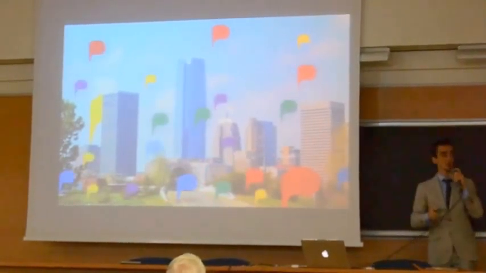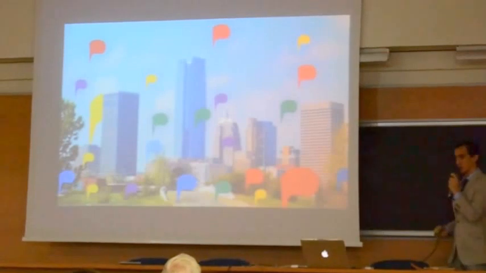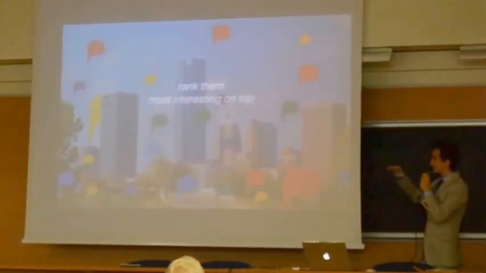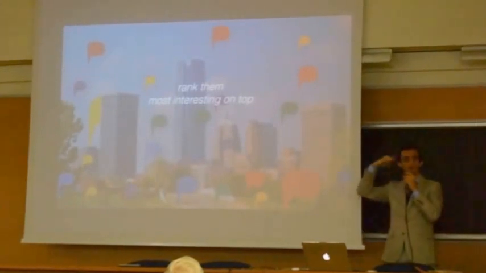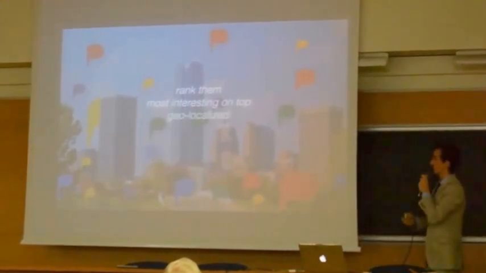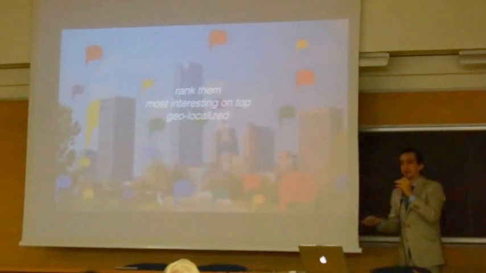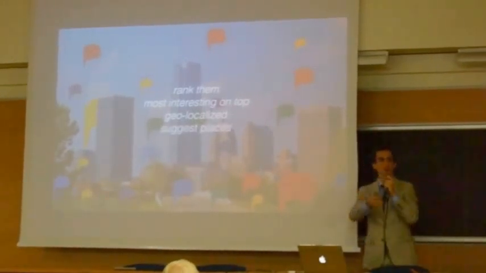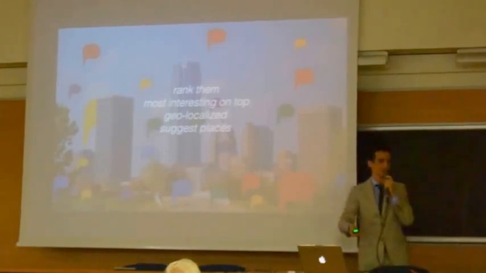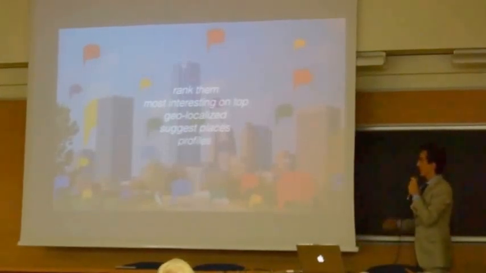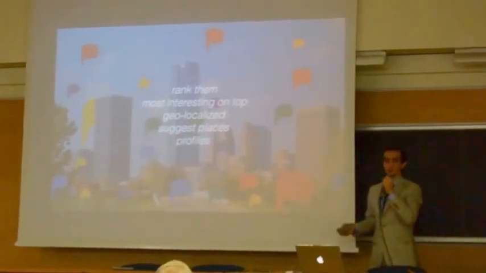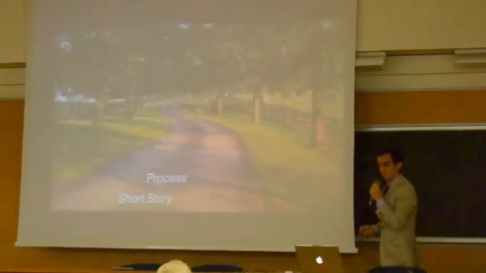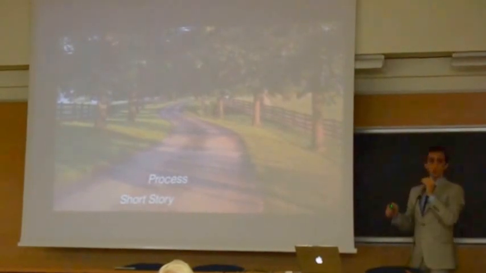And that could be a problem because you have too many flags around you. So the idea is to rank them in such a way that I can show the user the most interesting on top of the list of all the flags. And since they are geo-localized, it's like I'm ranking some places, so suggesting where to go to find interesting flags. And to do that, I need profiles about users to understand their preferences. So what's the process to do that?